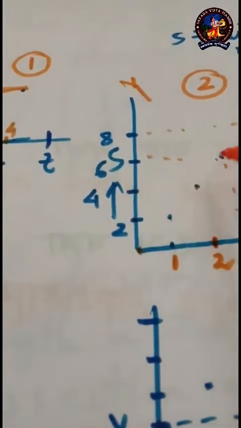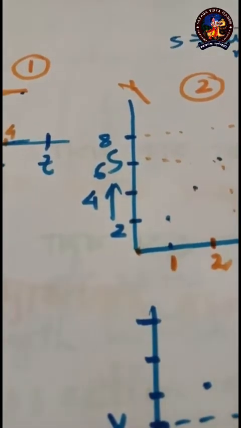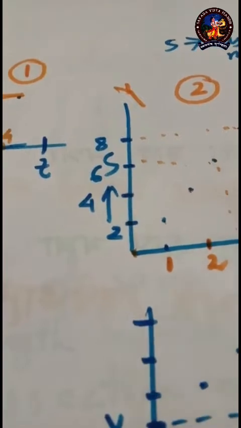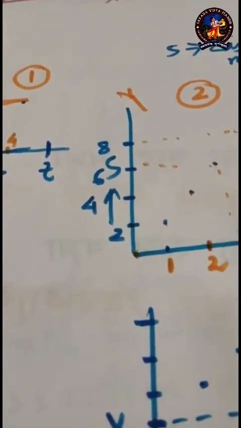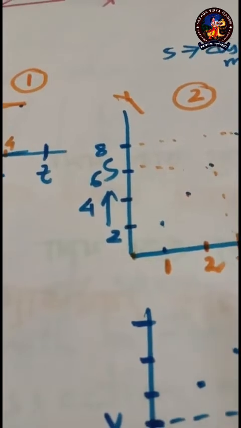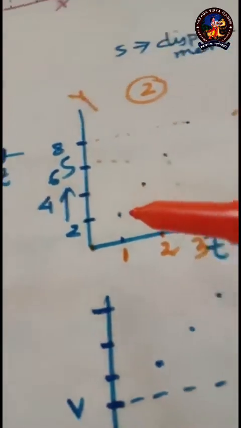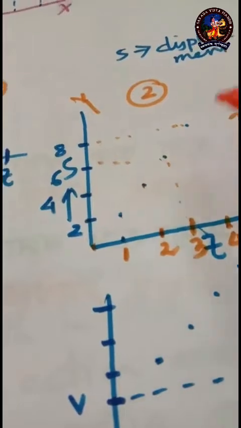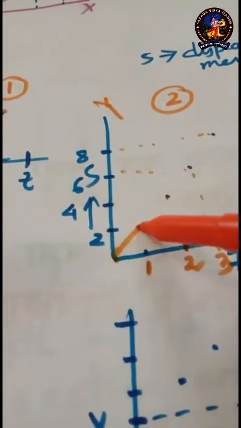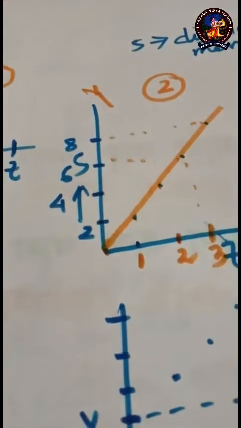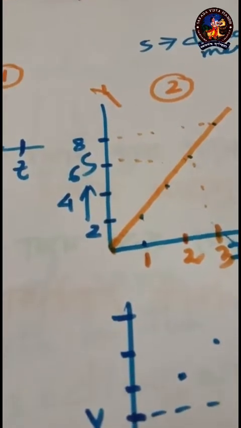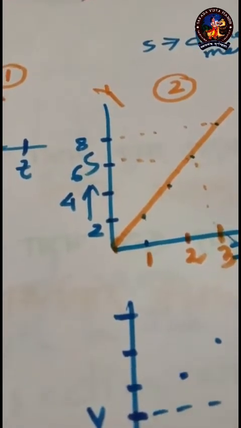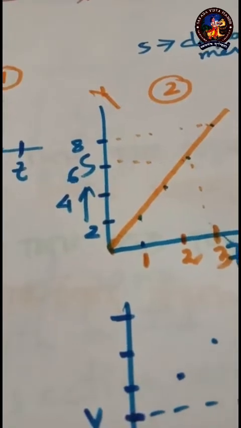So we have got the points like this. Okay, so what is the kind of motion here? The object is having the displacement with a constant velocity, that is 2 meters per second. Now we have got the points 1, 2, 3, 4. Now what to do? Simply I will be joining the points. So this is the nature of the curve when the object is moving with a constant velocity.